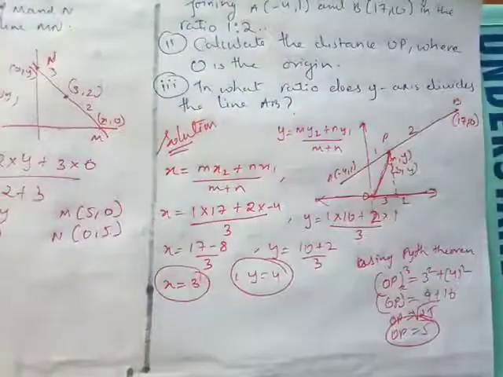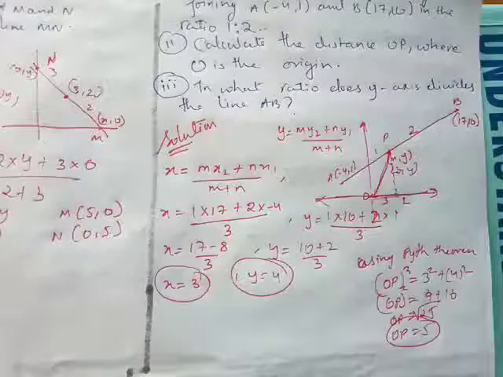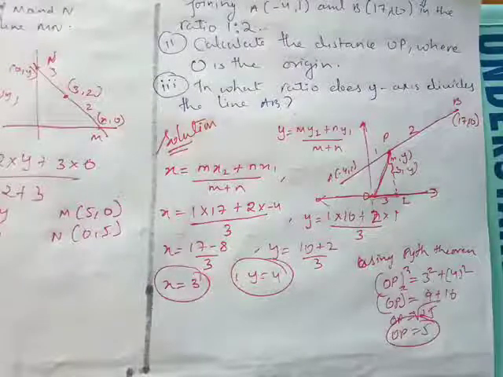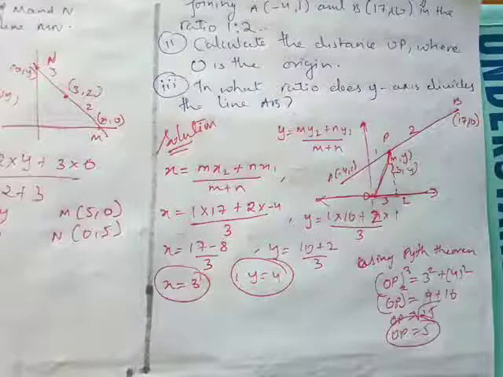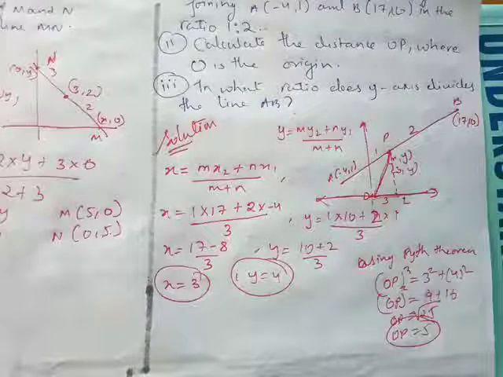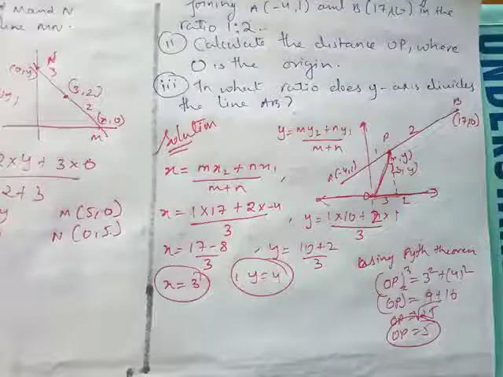9 plus 16, OP squared is going to be 25, और स्क्वायर उधर जाएगा, and OP is going to be 5. So I got the value of OP as well. I hope you guys are getting this. Okay, let's see the third point. What does the third point have to offer us? Third point says, in what ratio does y-axis divide the line AB?